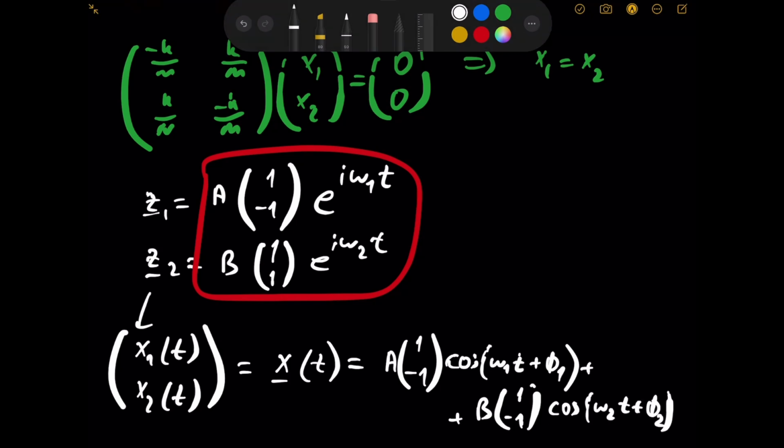And notice this a and this a, they're not the same probably. So maybe I want to define the first ones as a primes and b primes and the last ones as a's and b's. But this is it basically. This is the general solution.